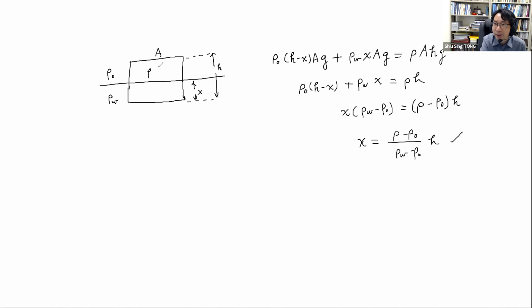Otherwise, the whole object will be floating in oil. So the density of the object must be larger than the density of oil. So rho must be larger than rho naught. So this quantity as a whole must be larger than 0. So that means I have a positive x. That is solvable from this equation.